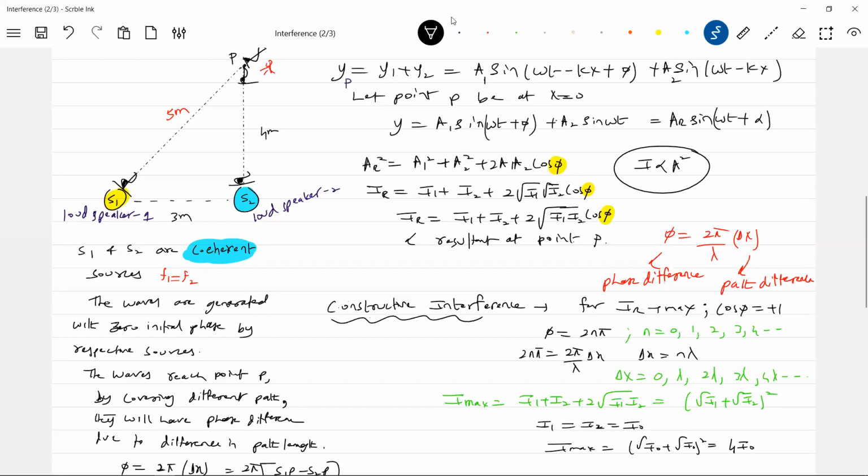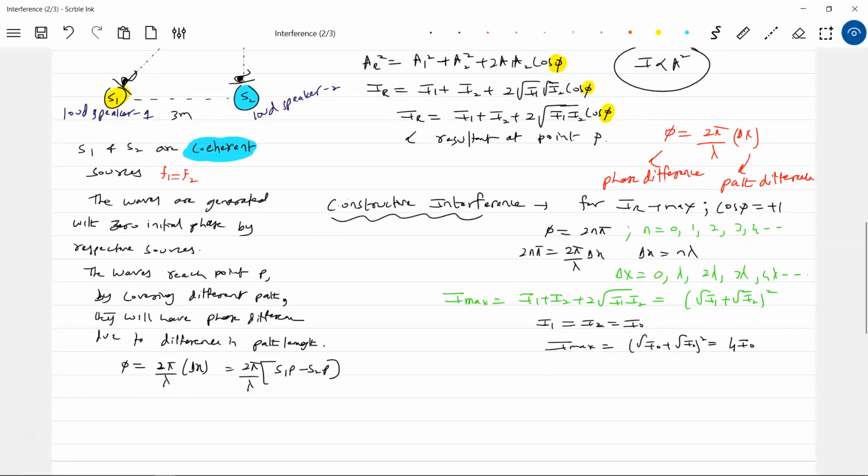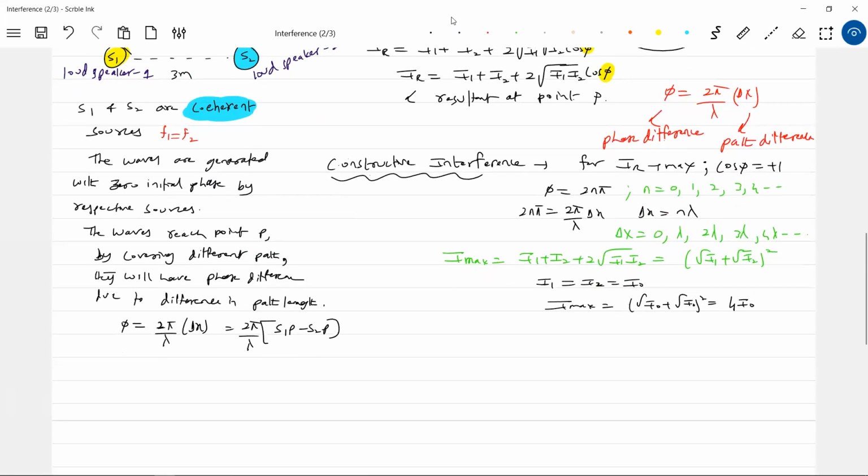So for constructive interference to occur, what is the necessary condition? The path difference of the waves arriving at point P should be equal to n lambda. Then I'm going to hear a maximum intensity called 4I naught. That particular condition is called constructive interference. Next, similarly, we'll go for destructive interference.